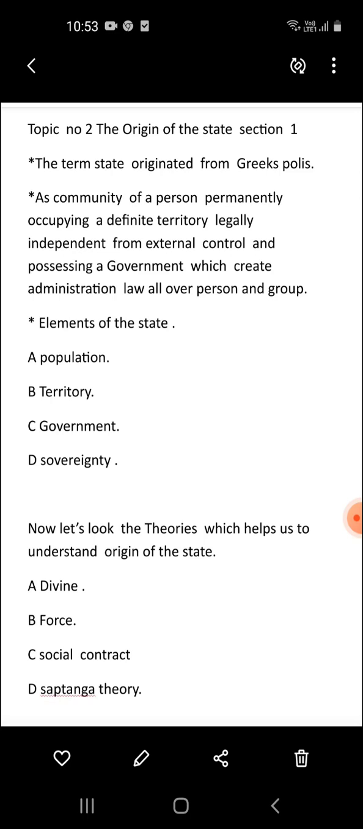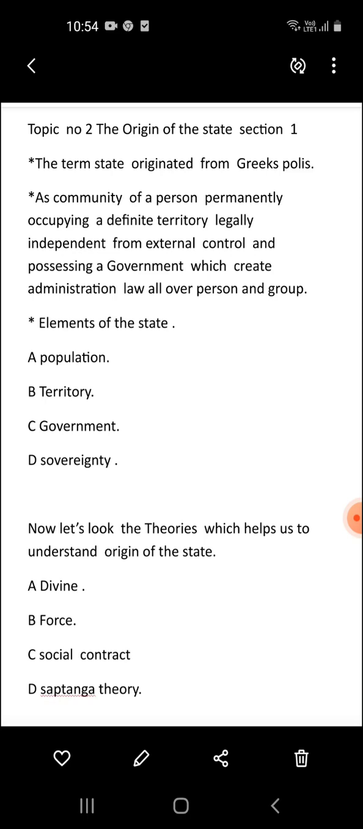Now let's have a look at point number two, the definition of the state, meaning what is the actual meaning of the state. It is a community of persons permanently occupying a definite territory, legally independent of external control, and possessing its own government which administers law over the persons and the groups.